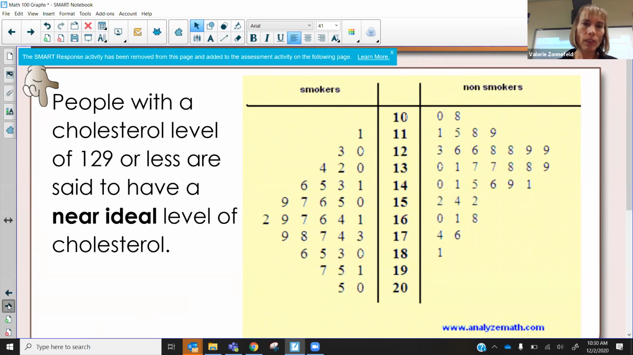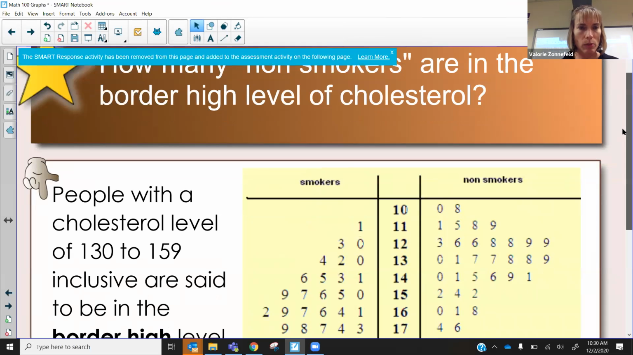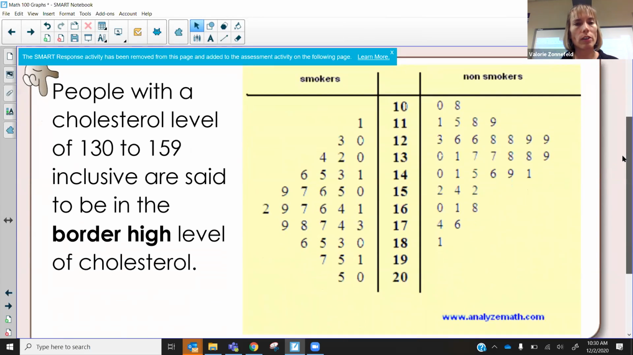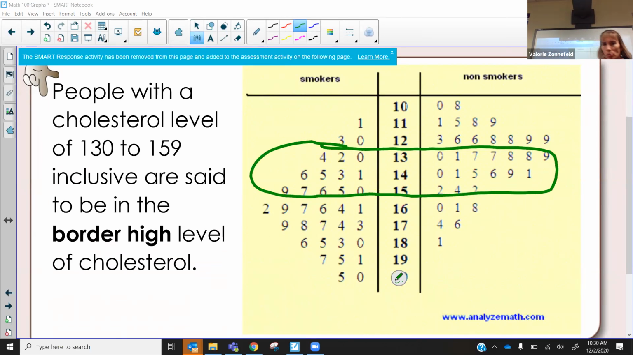So some questions about this data. People with a cholesterol level of 130 to 159, including both the 130 and the 159, are said to be in the border high cholesterol level. So let's look, 130 would be here to 159 here. So that group right there would be said to be in the border high. They're kind of on the edge.